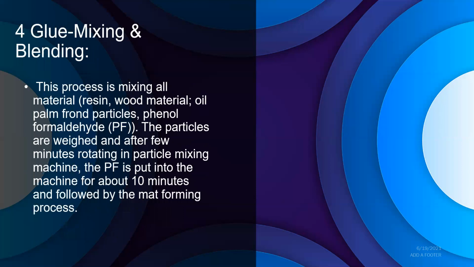Fourth process is glue mixing and blending. The process is mixing all materials: resin, wood material, oil palm particles, and phenol formaldehyde. The particles are weighed and rotated for 3 minutes in the particle mixing machine. The PF is put into the machine for about 10 minutes and followed by the forming process.